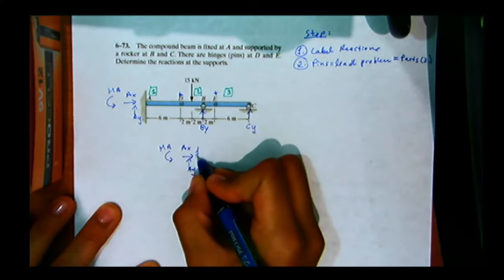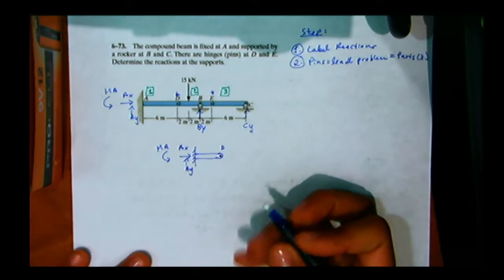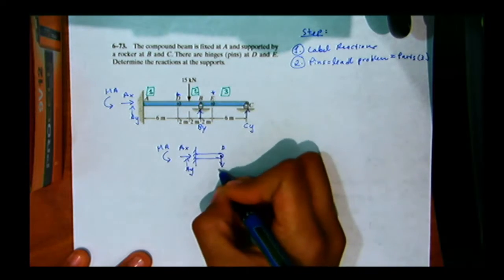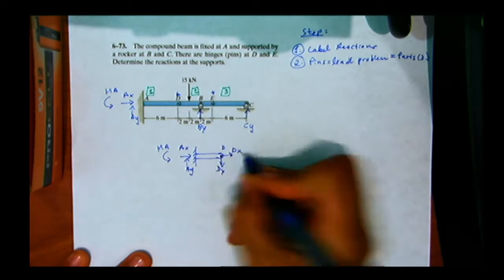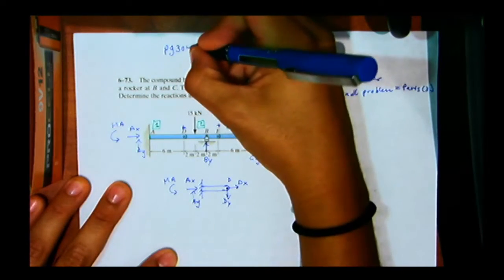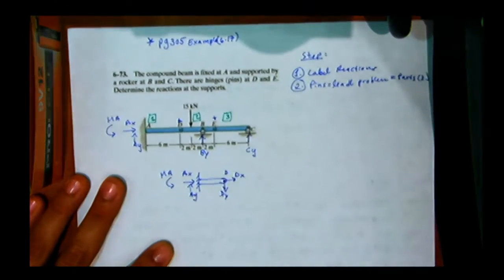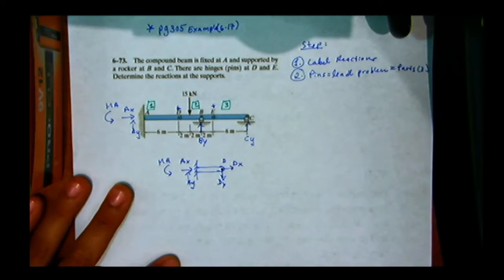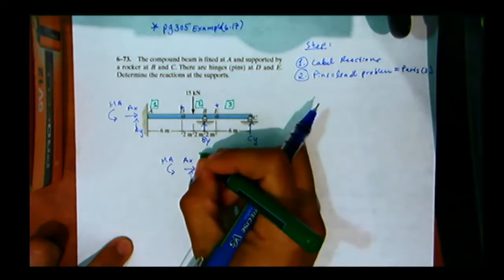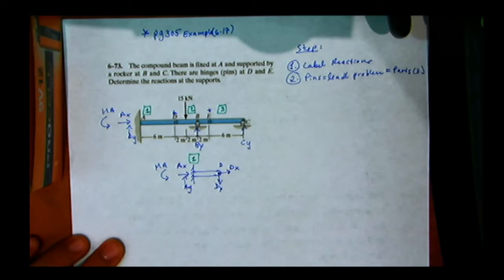Okay, D. So if we're looking at here and we're breaking this apart, I'm going to decide that this is going to go like this. And a good way to help you understand why it does that is to look at page 305, example 6.17. Okay? So looking at this first section, what do we want to do? We could do sum of forces, right? Yes? Possibly? Maybe? Yeah? Okay. Sum of forces about x. So we have AX plus DX is equal to 0.